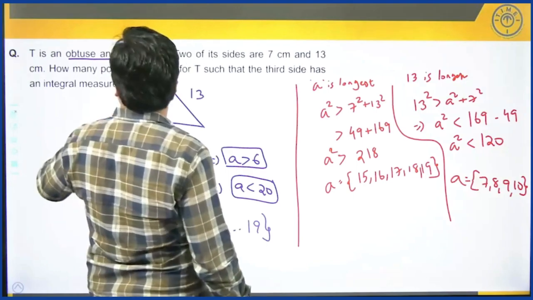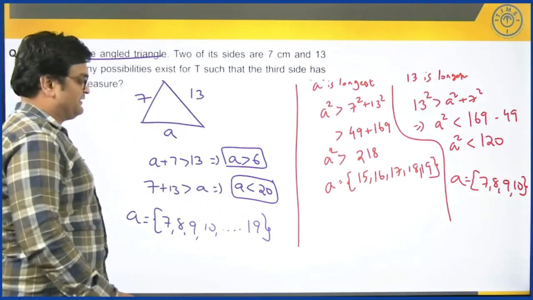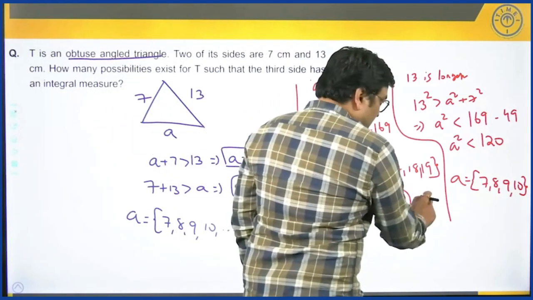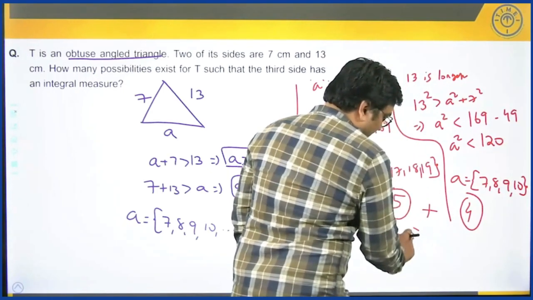So it's asking us how many possibilities exist for the triangle such that the third side has integral measure. So we have 5 possibilities here, 15 to 19, and we have 4 possibilities here. So overall there are 9 such triangles.